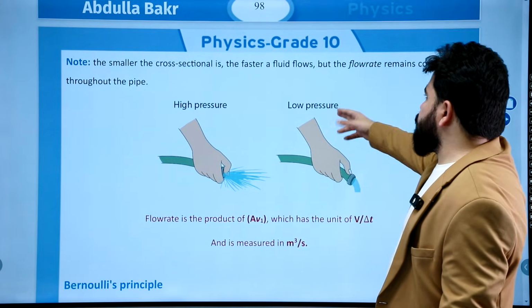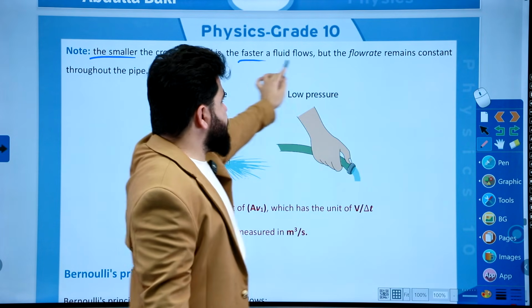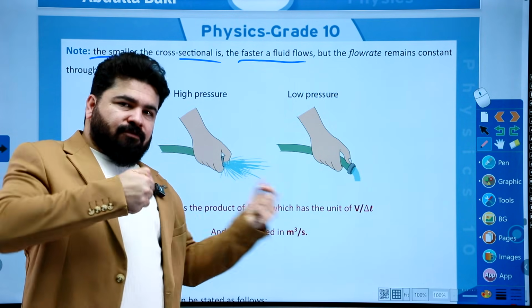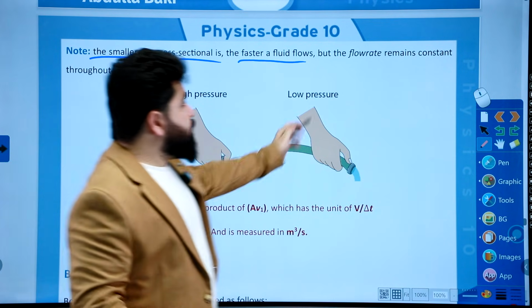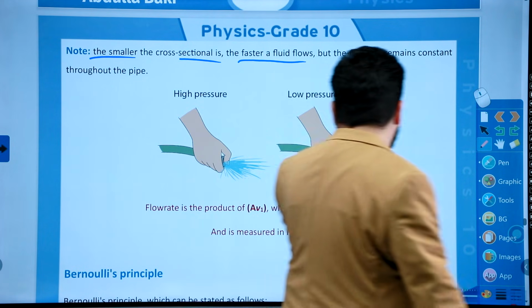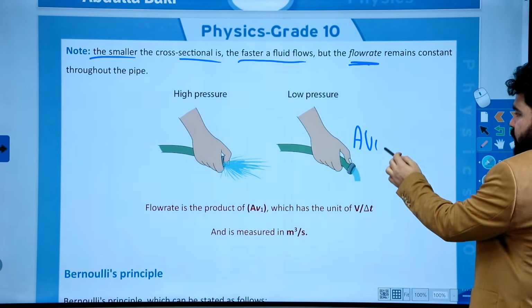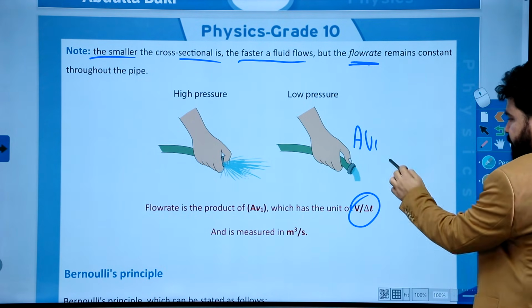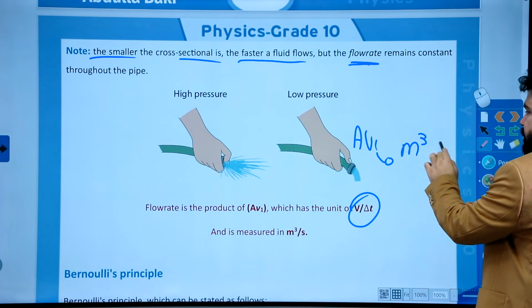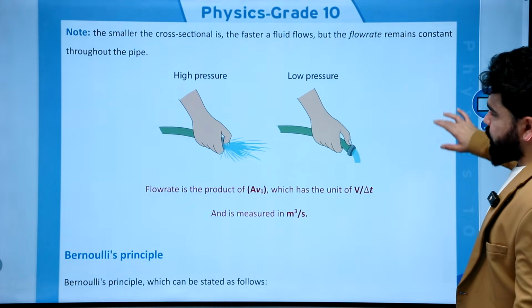We have something called flow rate. The smaller the cross-sectional area is, the faster the fluid flows. For example, you have a hose in your hand. If you pinch that hose, the fluid is going to move faster. But the flow rate, be careful, is constant. It doesn't change. We say that flow rate is AV, which has a unit of what? The unit of it is V divided by delta T, which means that V is volume and delta T is seconds. Most of the time you're going to be given it like that in the equation.